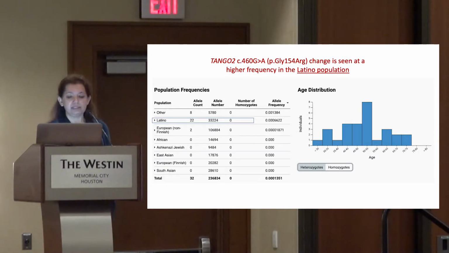So how common is that in the Latino population? This is just estimates that we have from our tools that we use. We have a large data set of healthy populations. Here you can see that there is data on Europeans and Latino and Africans, and you can see that in Latino, 22 individuals actually have this change.